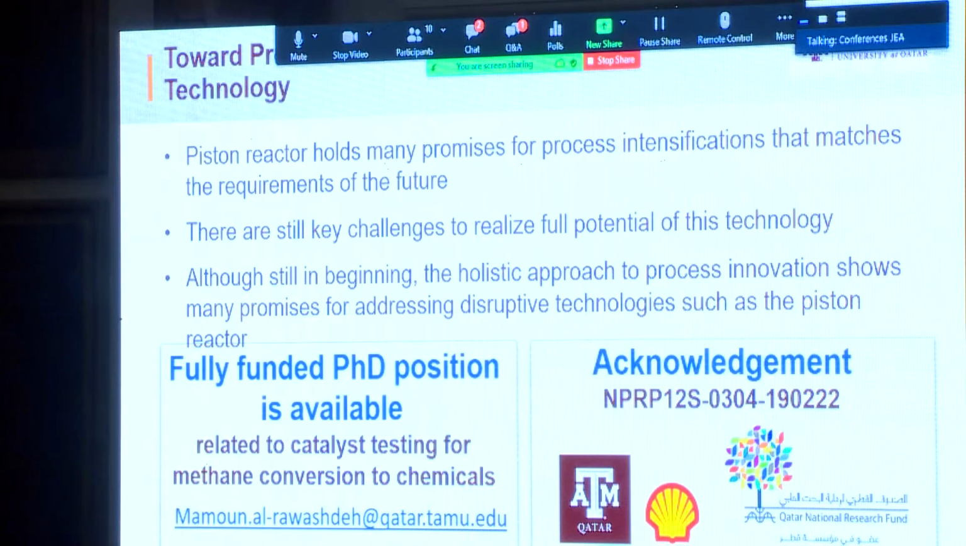This is my last slide. I think this technology holds a lot of promise for the future, but there is still a long way to go. We think the holistic approach we chose, developing multiple tools at the same time from the start, will help accelerate this process. This work is funded by the Qatar National Research Fund and by Shell, the industry partner who funded this project.